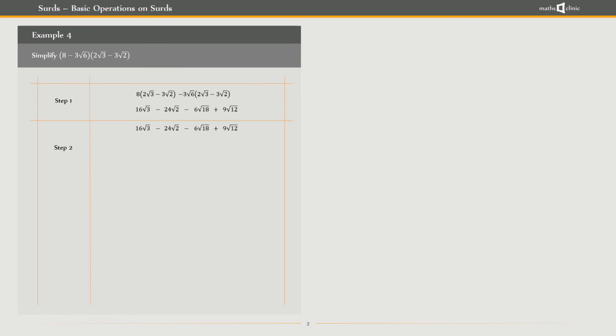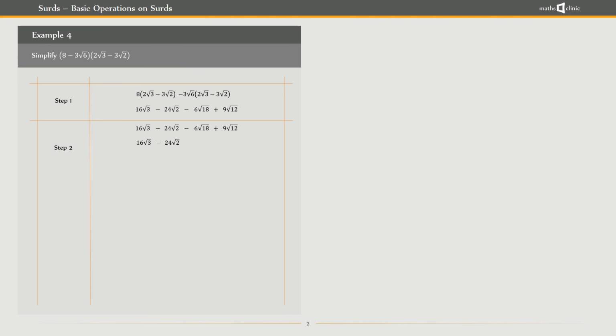Now step 2. We just need to simplify this out. As surds, basically just get these into their basic forms first. So we have 16 root 3 minus 24 root 2 minus 6 root 18 plus 9 root 12. Now I can't do anything about 16 root 3 and 24 root 2, but we can simplify 6 root 18 because we know 18 is 9 times 2, and 9 is a perfect square. We can also simplify root 12 because 12 is 4 times 3, and 4 is also a perfect square.